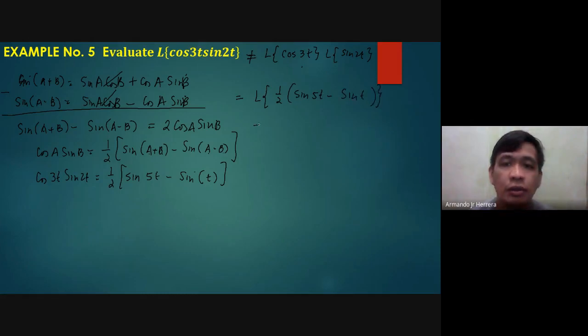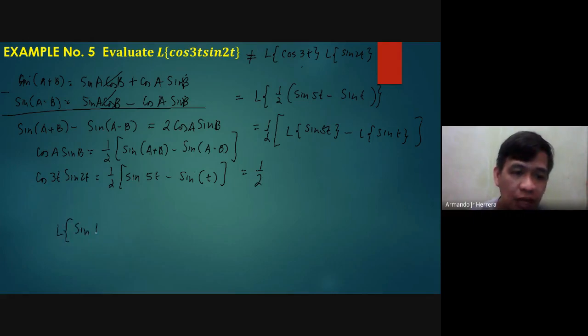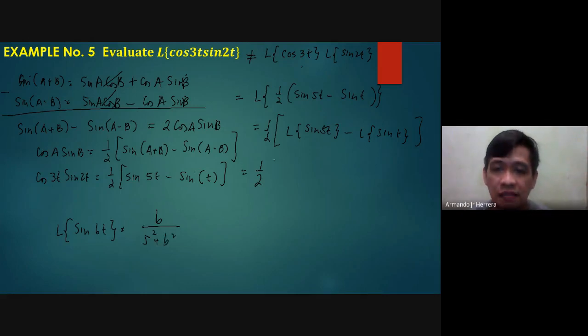So using the linearity property, that's 1 half quantity Laplace transform of sine 5t minus Laplace transform of sine of t. So evaluating the Laplace transform of sine 5t, we will use that the Laplace transform of sine bt is b over s squared plus b squared. So this gives us quantity, your b is 5, over s squared plus 5 squared, minus the Laplace transform where b here is 1, because the coefficient of t here is 1, over s squared plus 1 squared.